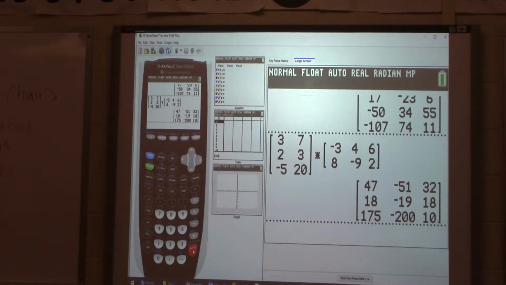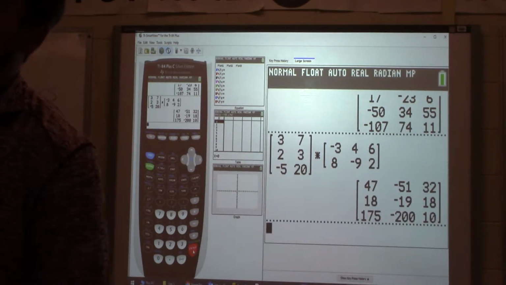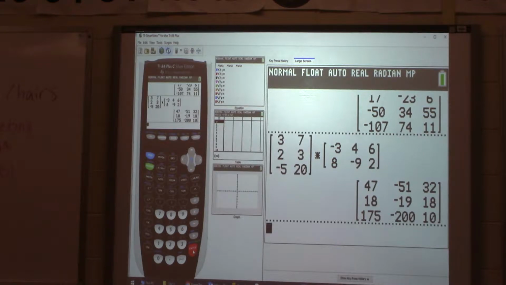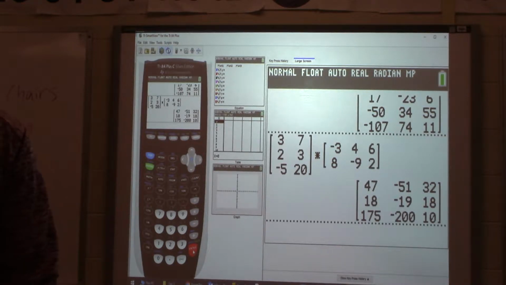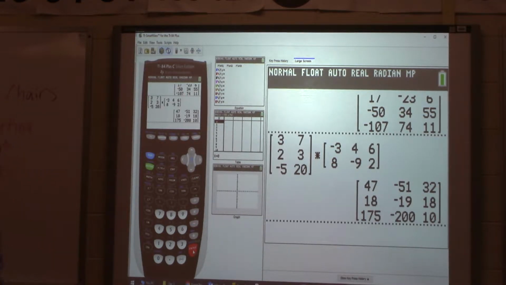Alright. Guys, here's the thing. If you don't have a graphing calculator yet, you're gonna need one for the test. I can promise you that. If you show up on test day with a borrowed calculator and you ask me, hey, how do I put a matrix in here? What do you think I'm gonna say? I don't know, you should have figured it out, right? You should have brought it earlier.